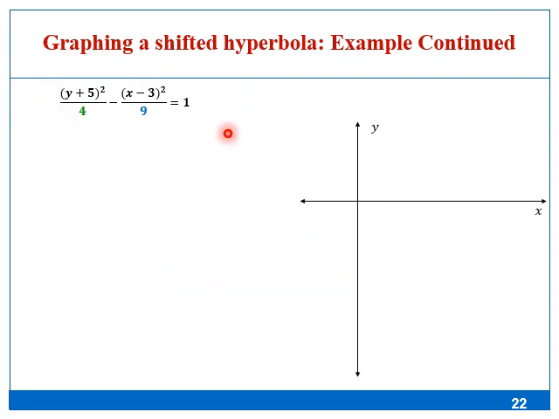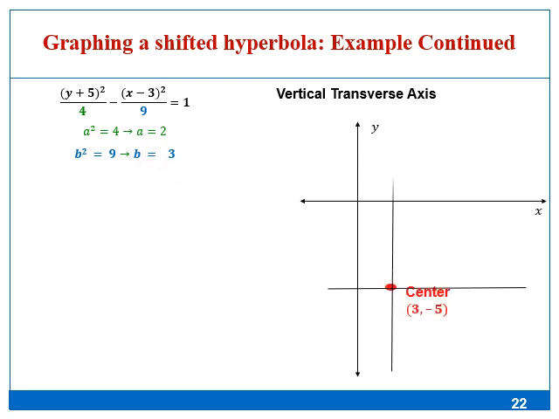We have a hyperbola that's centered at 3 and negative 5. The positive term is the y squared term, so it has a vertical transverse axis. The a squared is the number in the denominator of the positive term, so it will be 4. The b squared is 9, and we'll get b is equal to 3. And this is the center of the hyperbola.